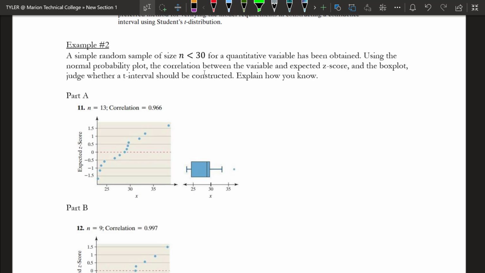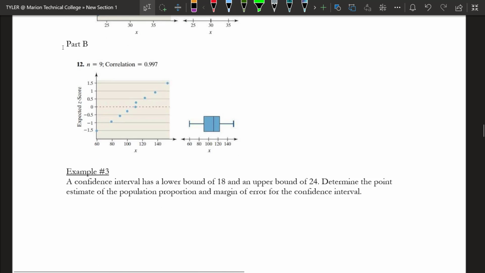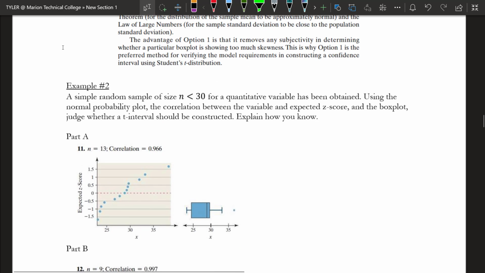All right, so now what I would like to look at is example 2. So in both of these examples, there are 2 parts that we're going to look at. The sample size we know is n is less than 30. So we want to use the normal probability plot and also the box plot to determine if a t-interval can be constructed, right? So for these, I'm going to use option number 1, right? Because that's the better option to go with, right?